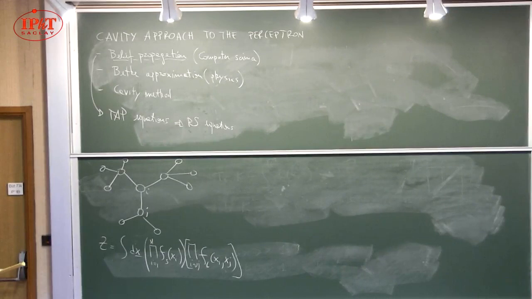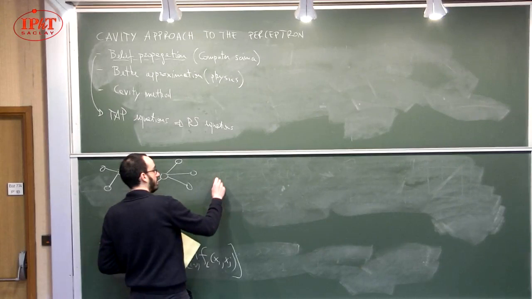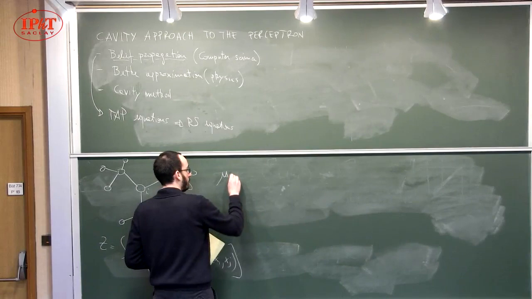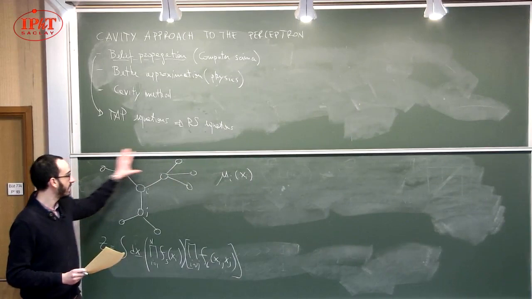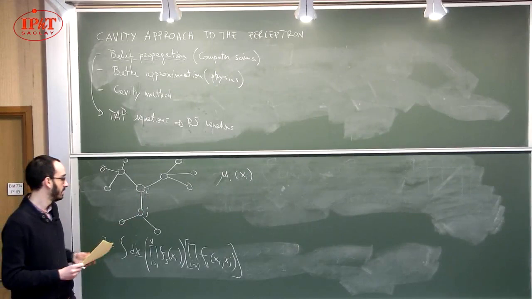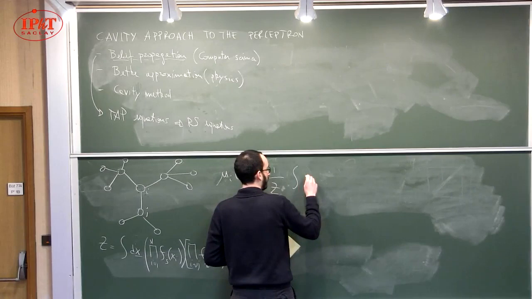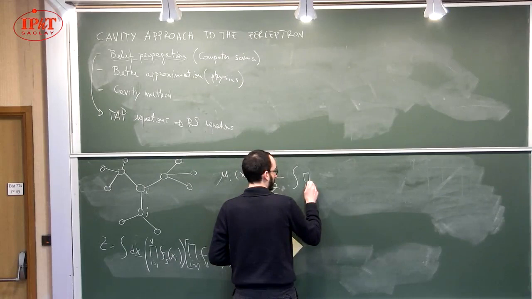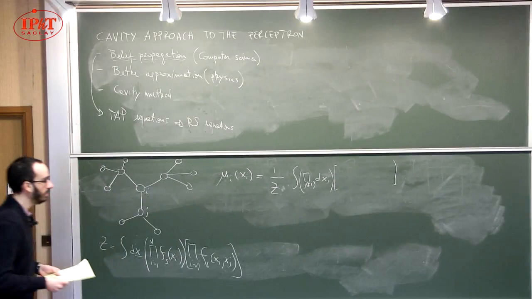Okay, so now let's consider the following. What we would like to do is to compute the marginals. So let me call this mu_i of x_i. This is the marginal of the variable x_i. So it's what you get if you integrate out all the other variables except for i. Let me write this. This is one over Z, and then you integrate over j different than i this thing, the same thing. So we would like to understand how to compute these objects.